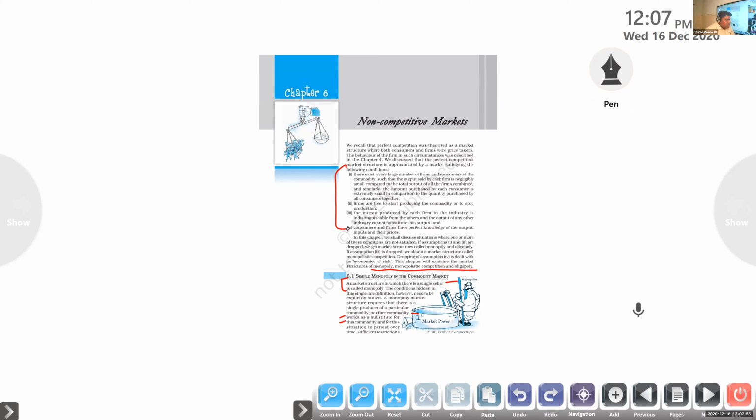So a number of consumers are there in the market. At the same time, a number of firms are also there. No individual firm or individual consumer is able to create any changes in the market demand and the market supply.